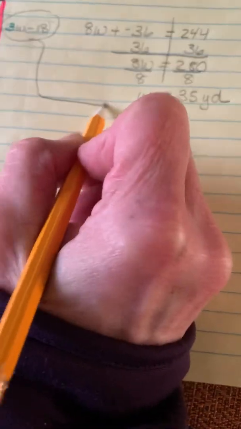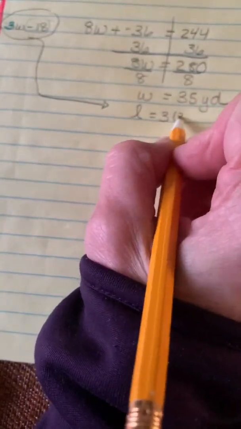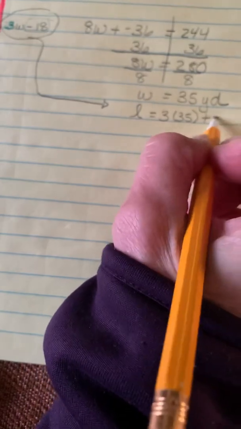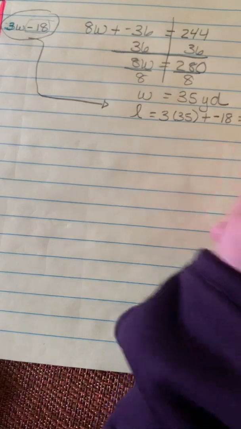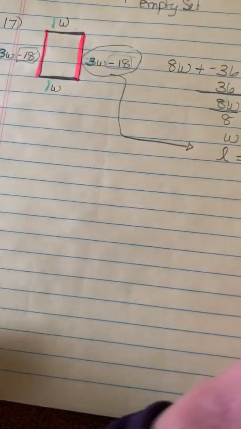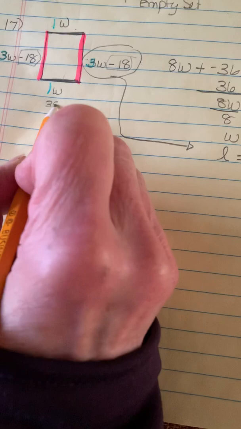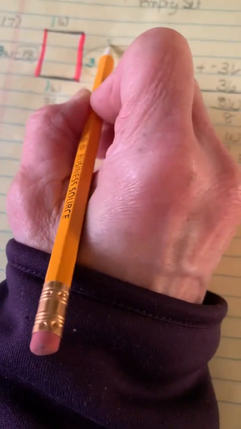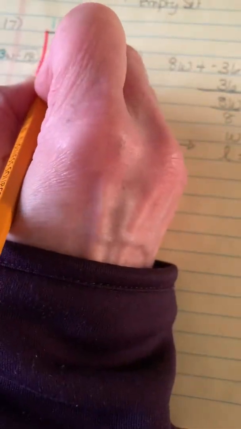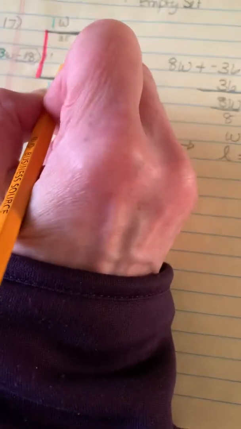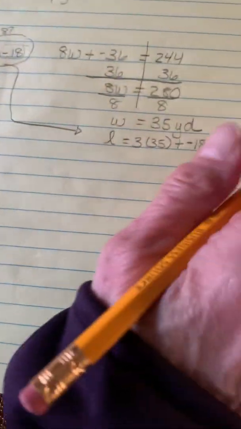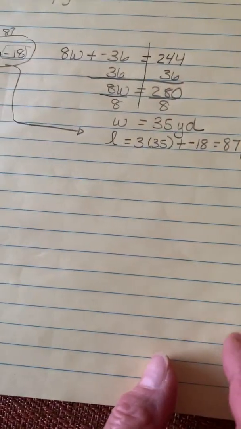So now I need to find my length. Well, this is my length. 3 times the width plus negative 18. And that equals 87 yards. And I could check it if I went back to my rectangle and I put 35 here and 87 here and 35 here and 87 on this side. I'll write it in there like that so you can see it. Remember, perimeter is adding it all up. If I added it all up, I would get 244. That works.